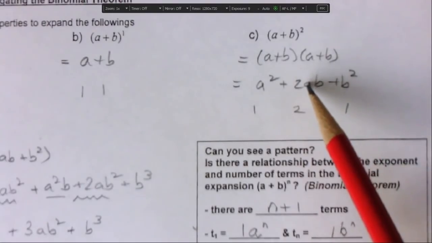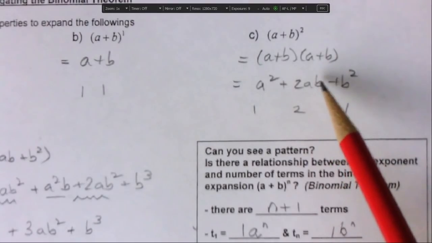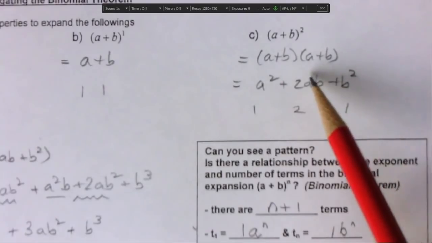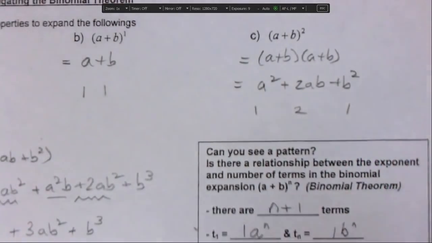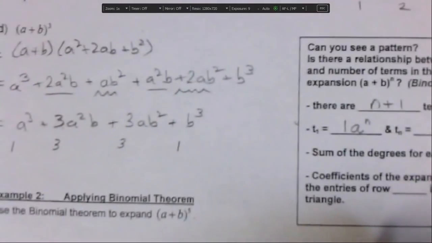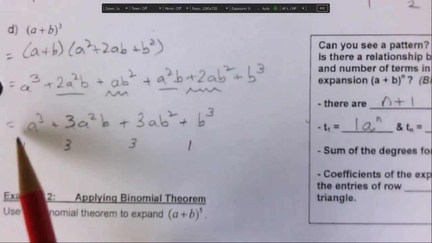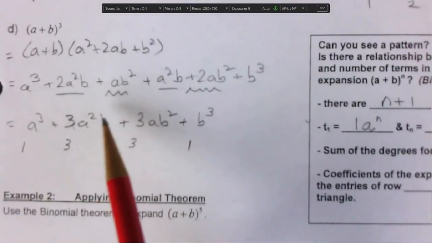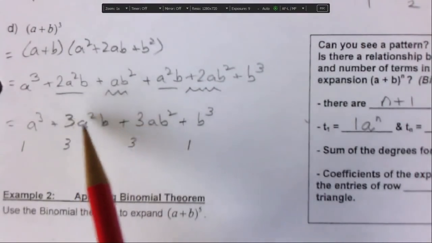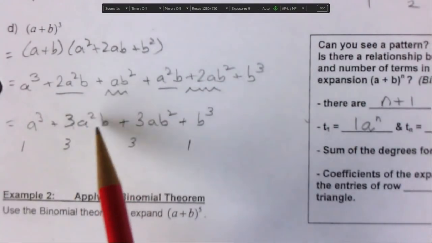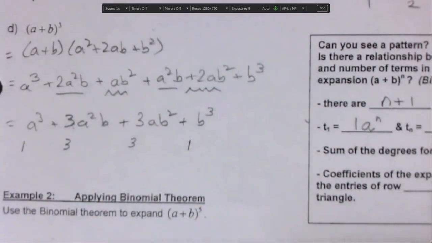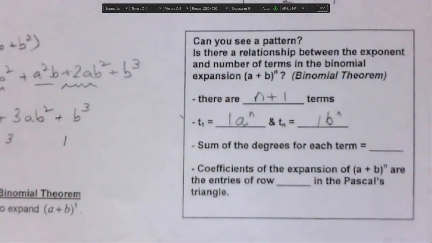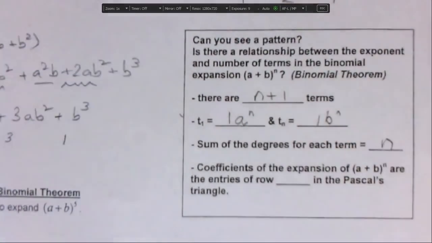This one has degree 2 also, because a is to the exponent 1 and b is to the exponent 1, and the degree is the sum of the exponents. And this one also has degree 2. How about here? This one's got degree 3. This is a squared times b to the 1, so the degree of this term is 2 plus 1, which is 3. This one's also degree 3. This one's also degree 3. So the sum of the degrees for each term is n.